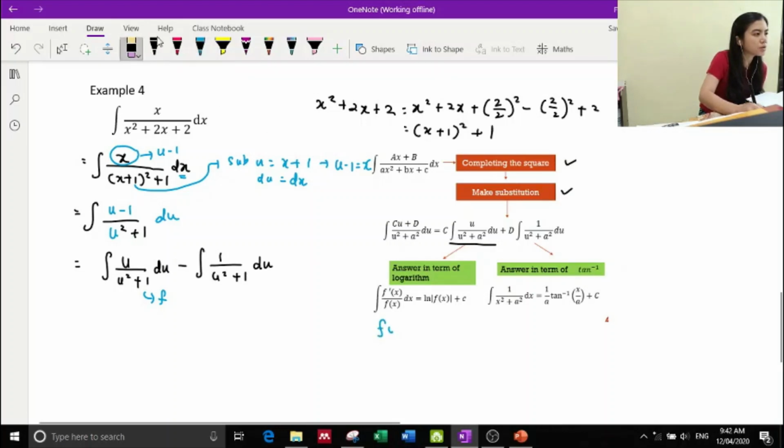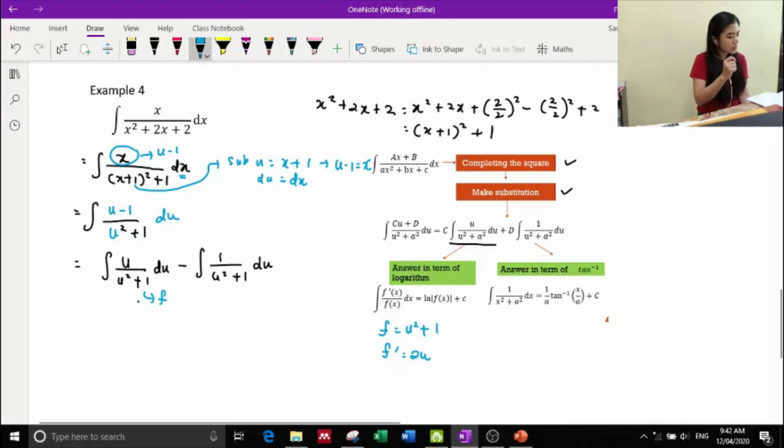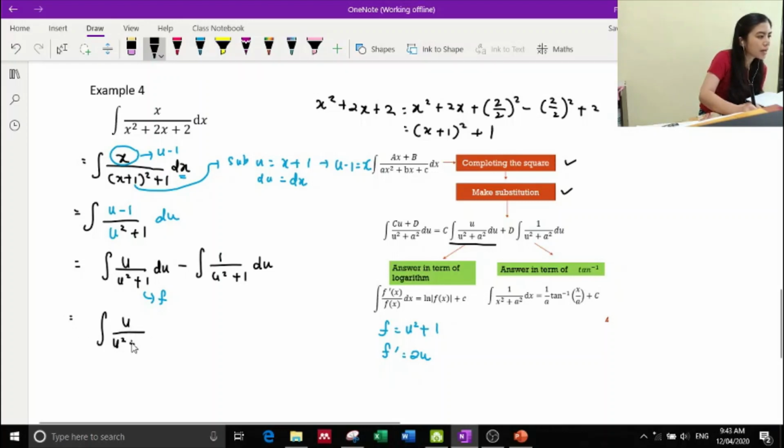so it means that your f prime is supposed to be 2u, right? But what we have here is we only have u. We do not have the number 2. So what we can do to make sure that we can use this formula is some manipulation. You need the number 2 at the numerator part. So it means that you have to multiply with 2.